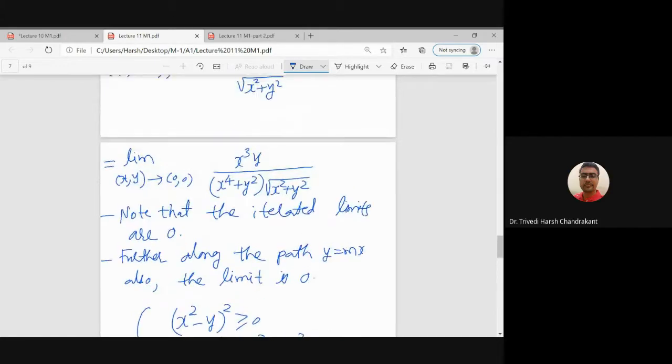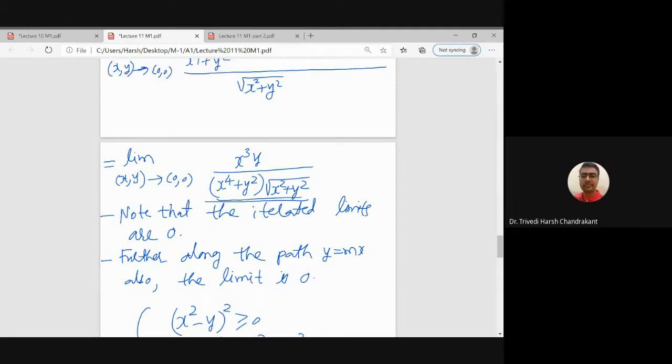Yeah, so that is what I am saying. So it comes from this limit. In this limit, the function is x cube y divided by (x power 4 plus y square) times square root of x square plus y square. The denominator becomes 0 if x square plus y square is 0. So if we compare this particular term, we get the curve x square equal to y square, which gives x equal to plus minus y. But that we already checked for y equal to mx.